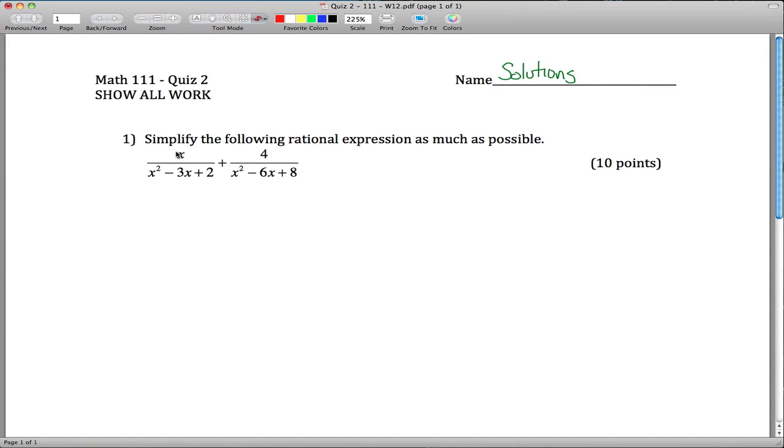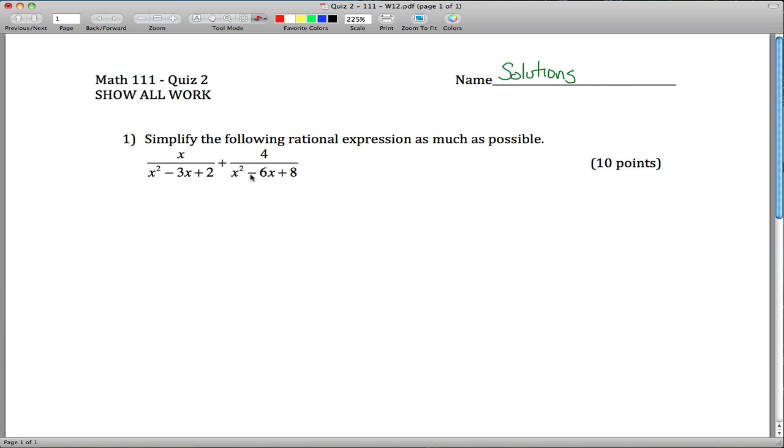This is the solutions for Math 111. We're asked to simplify this big mess right here. And the way you want to do this, you think about it like it's a fraction. If you're adding fractions together, you'd have to get a common denominator. One way to get a common denominator would just be to cross multiply.